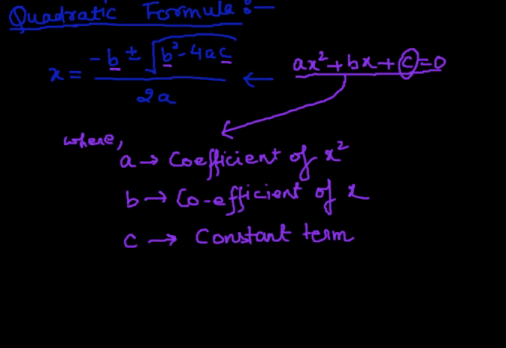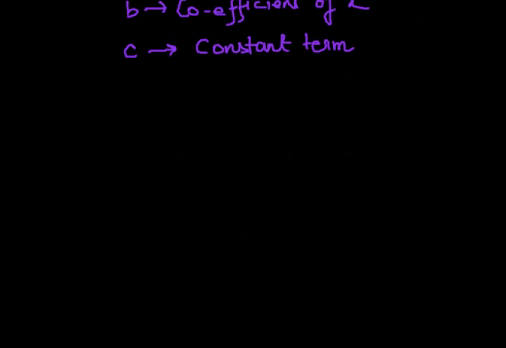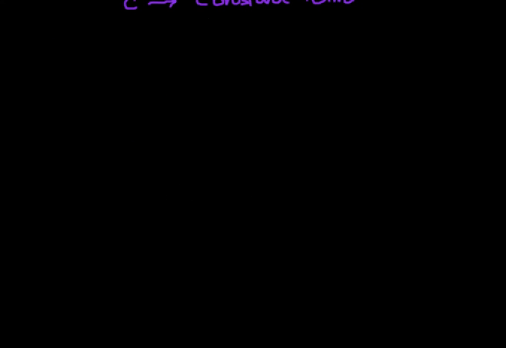In this class we are not going to discuss any example about this. We will just find the values of a, b and c. Let me take an example. This is the quadratic equation 2x square minus 7x plus 3 is equal to 0.